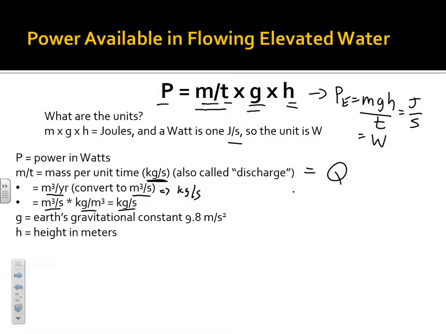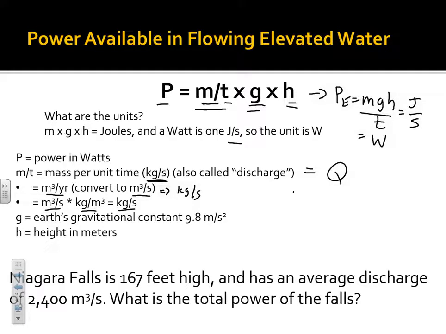All right, so let's go over a sample problem. Here's Niagara Falls. These are accurate statistics. Niagara Falls is 167 feet high and has an average discharge of 2,400 cubic meters per second. What's the total power of the falls? So go ahead and press pause to see if you can figure this out, and then I'll do it for you.